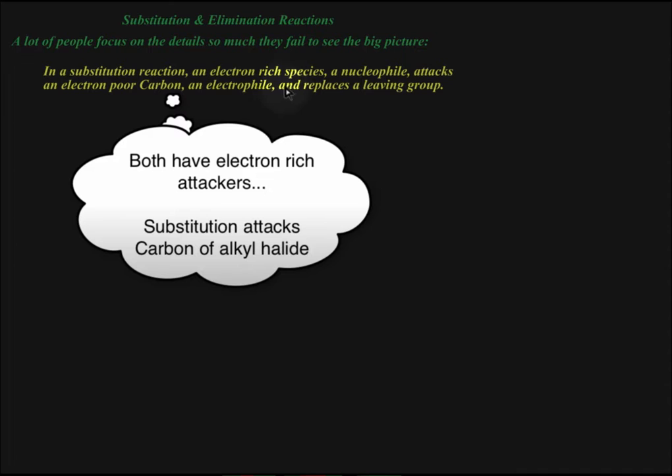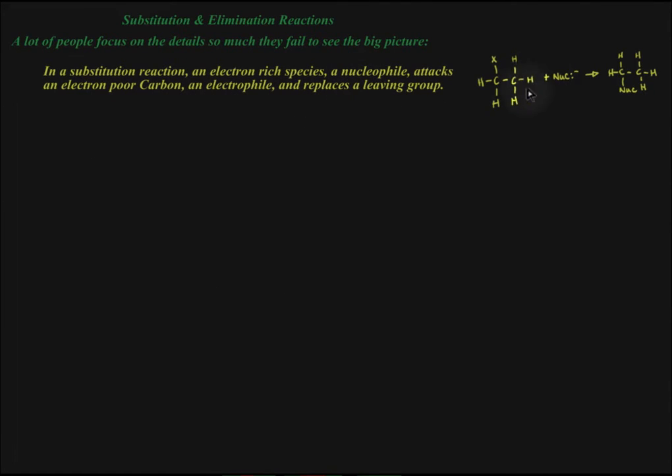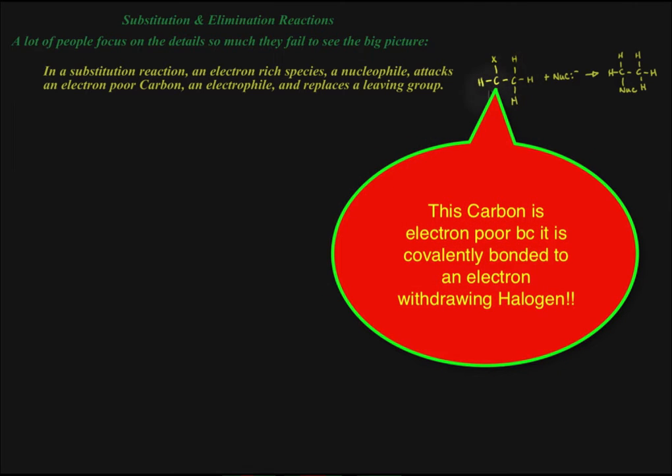Actually, in both we're going to have electron-rich species, but it depends what they do. If they attack an electron-poor carbon, an electrophile, and replace a leaving group, then it's a nucleophile. So here we have a carbon and a halogen. This is an alkyl halide. We discussed how to make these with free radicals in the previous chapter.